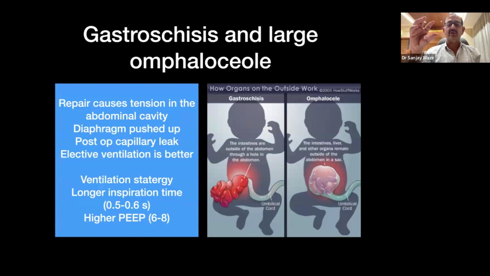the only thing is that the repair, whether you're using a silo or putting the contents back into the abdomen, causes tension in the abdominal cavity, because the cavity was small and now you push something into it. That tension in the abdominal cavity can lead to a post-operative leak. So always make sure that this is a child who should be on elective ventilation. Again, the ventilator strategy is slightly higher PEEP and a longer inspiration time.